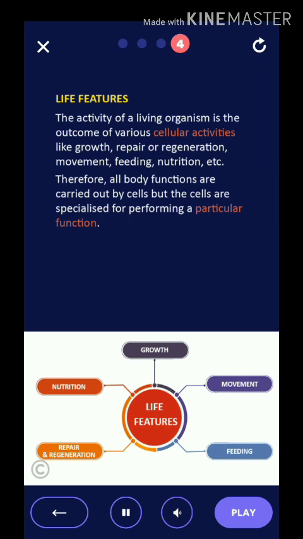Life features. The activity of a living organism is the outcome of various cellular activities like growth, repair or regeneration, movement, feeding, nutrition, etc. Therefore, all body functions are carried out by cells, but cells are specialized for performing a particular function.